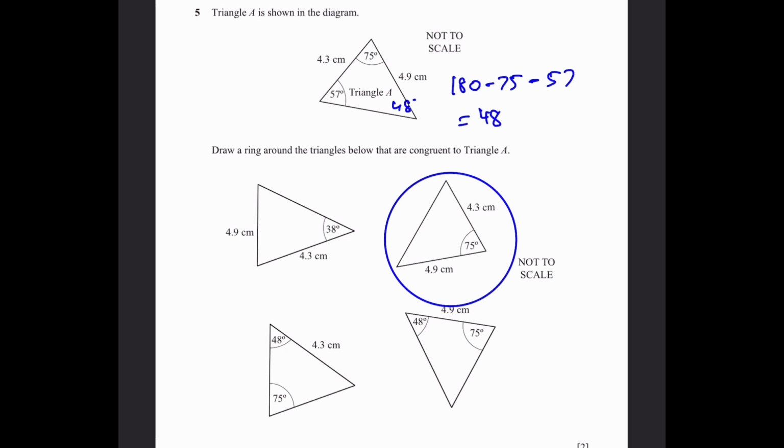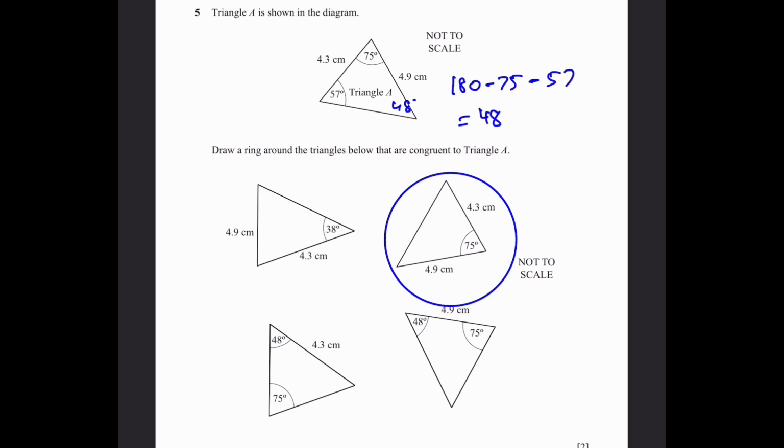Let's see if there are any more triangles this way. 48 degrees, 75 degrees, 4.3. Over here, the 75 degrees touches the 4.3 centimeter line. But here it doesn't. That means it's not congruent. Now this one, 48, 75, and 4.9. As you can see, 75 has 4.9 on the left. If you put 75 at the top, it'll be like this, 75 degrees, and this side will be 4.9. But in reality, it's supposed to be 4.3. So this is also not congruent.